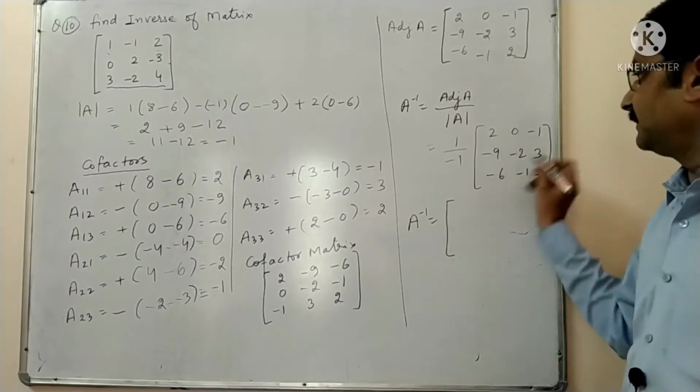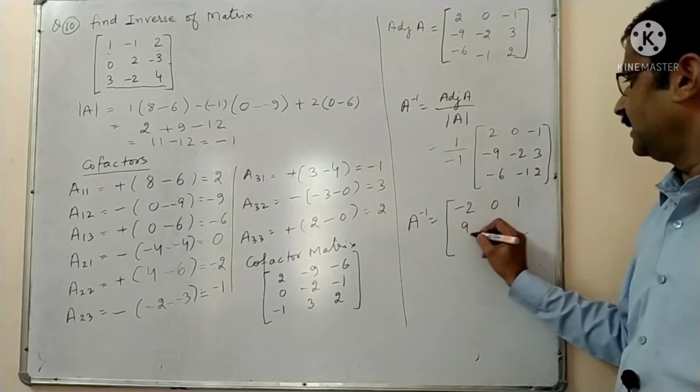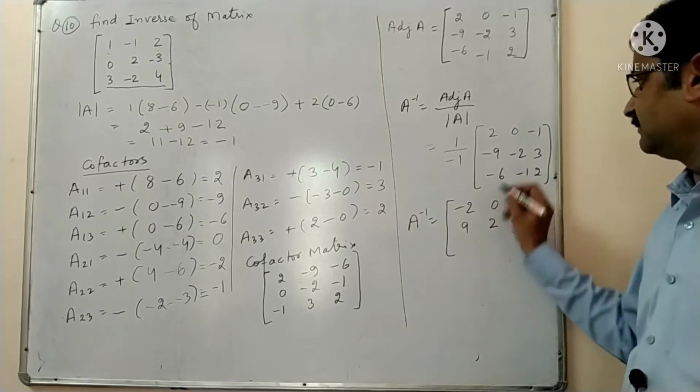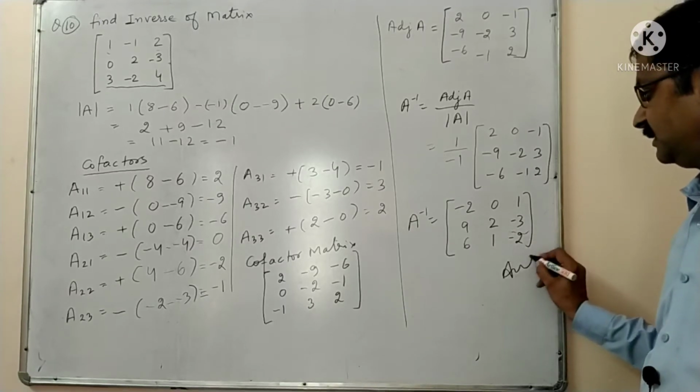These all elements you multiply by minus 1: minus 2, 0 and 1. And this will be 9, 2 and minus 3. This will be 6, 1 and minus 2. This is your A inverse.